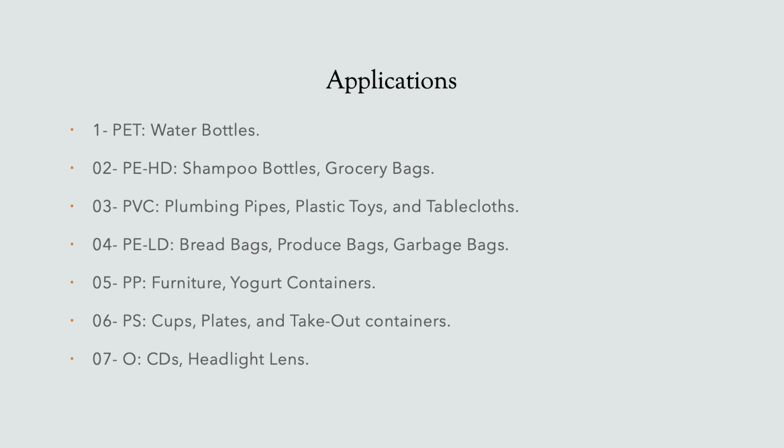And here we have some applications for each type of plastic. So for PET, we have water bottles. For PE high density, we have shampoo bottles and grocery bags. For PVC, we have plumbing pipes, plastic toys and tablecloths. And for PE low density, we have bread bags, produce bags and garbage bags. And for PP, we have furniture and yogurt containers. And for PS, we have cups, plates and takeout containers. And for others, we have things like CDs and highlight lens.